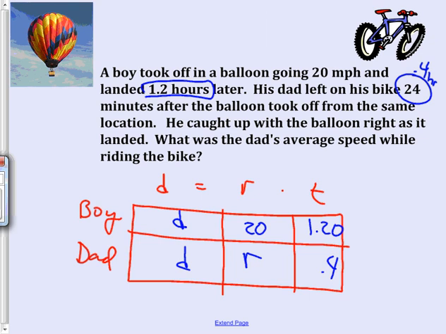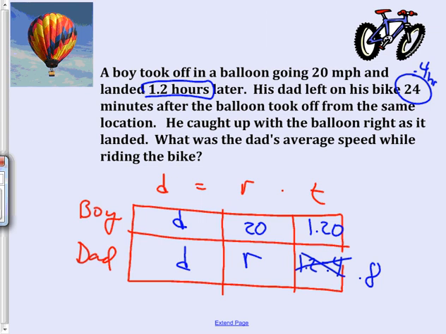So we should take the son's time, which was 1.2 hours. And how long did Dad go? 1.2 hours minus the 0.4. The dad didn't go a longer amount of time. He went less time because he waited 24 minutes and then he took off. Okay, so bottom line is it's 1.2 minus 0.4, or instead of that you could have put 0.8. See how that took a little bit of calculating? Not a lot, but a little bit.